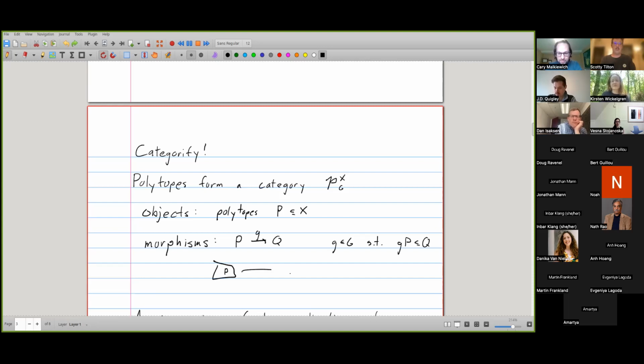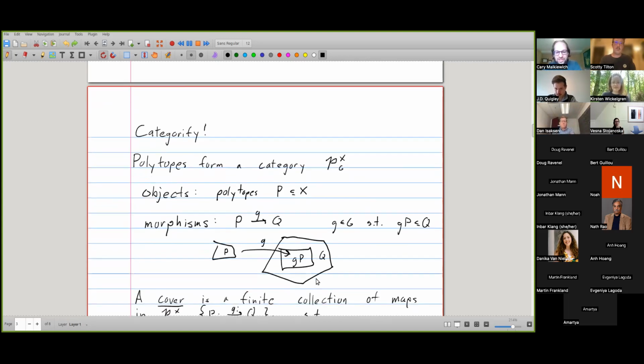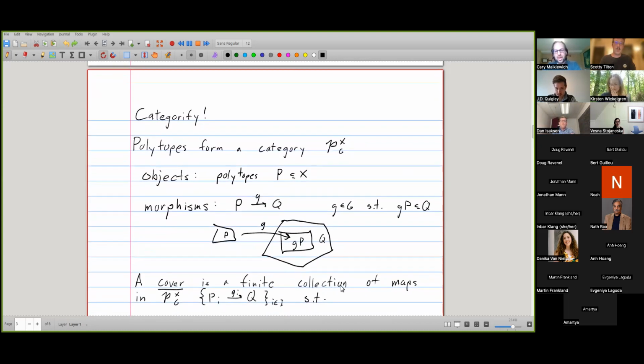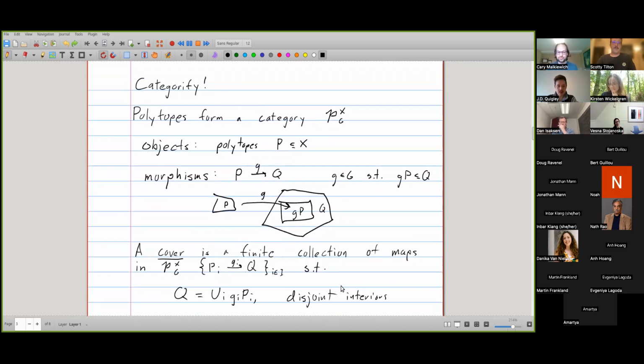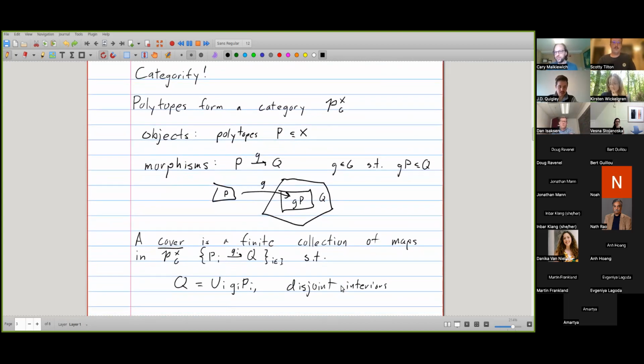So here's P. I'm going to act by an element G to get GP, and then I'm going to ask that that lies inside Q. That's my category. Pretty simple. So inside that category, I can now take tuples of morphisms, and I can say that they form a cover if Q is the union of all the images of these polytopes, and the interiors are disjoint.